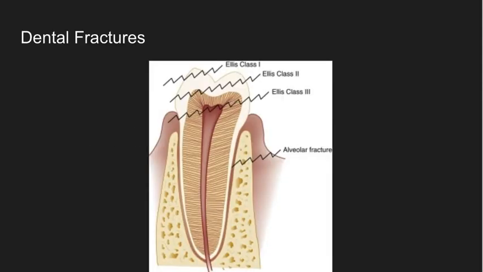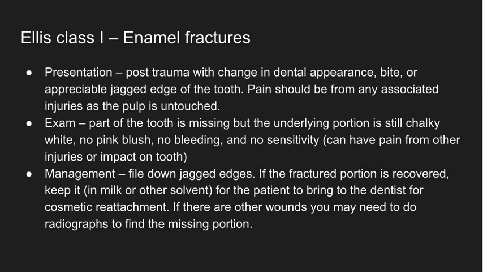Moving on to traumatic dental complaints. So we'll start with dental fractures, which I personally always think of as crown fractures, the Ellis classifications. There are also crown root fractures and alveolar bone fractures, which we'll discuss, but I want to discuss the crown fractures first. So Ellis class 1.